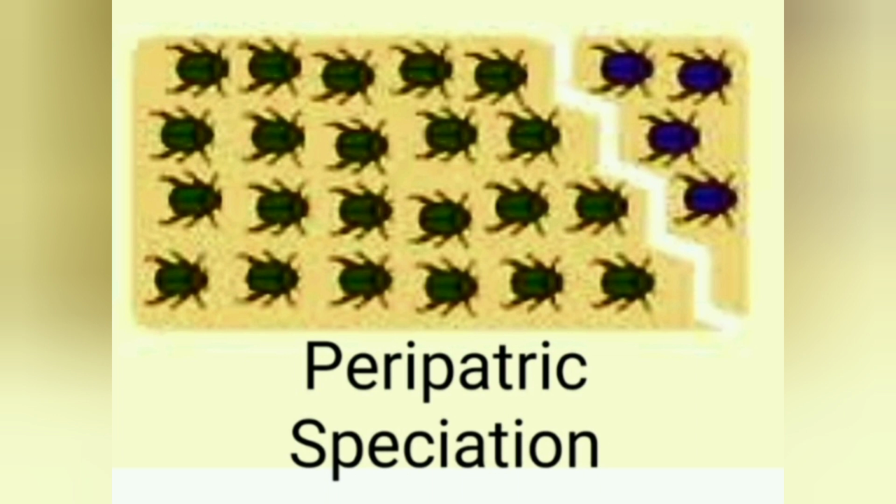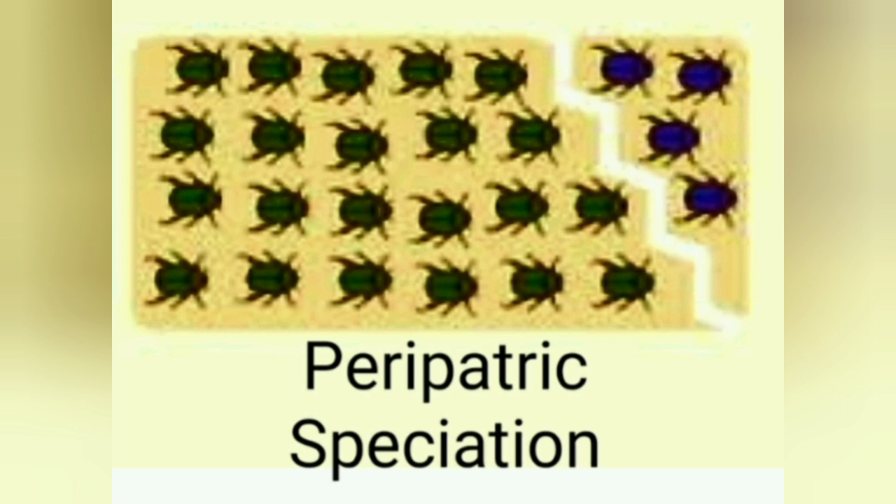Next we'll talk about Peripatric speciation. It is a special type of allopatric speciation. Small groups of individuals break off from the larger group and form a new species. Here also geographical isolation plays the key role. One group here is much smaller than the other.